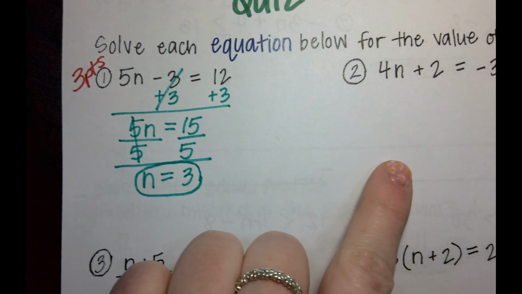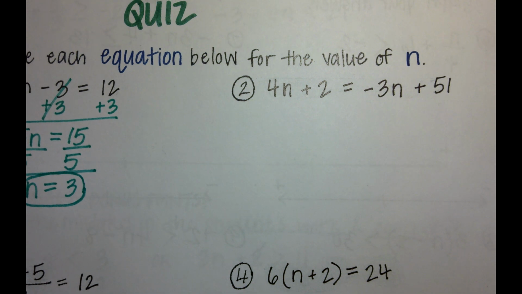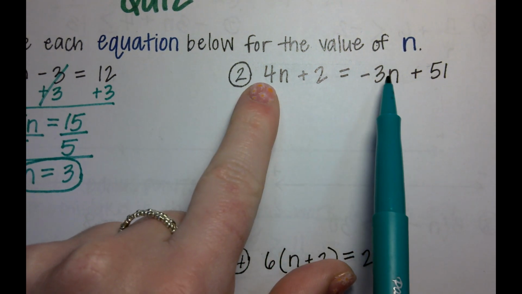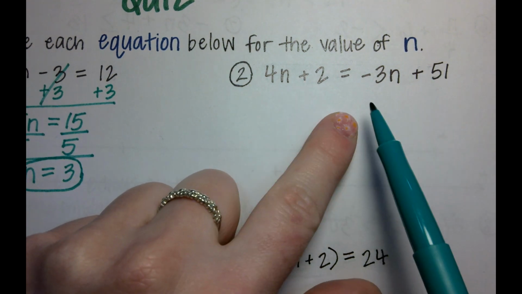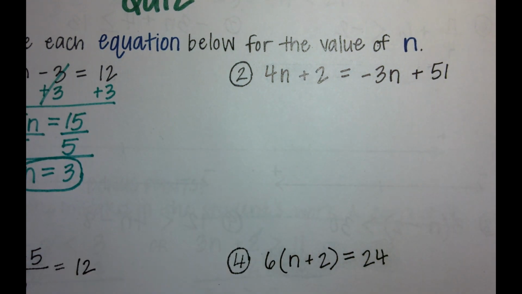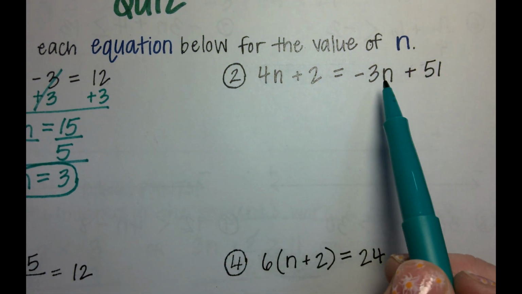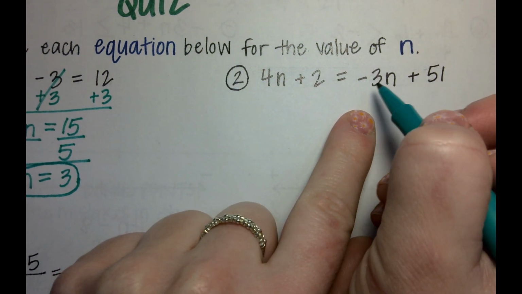Okay, let's look at number 2. This one's trickier. We have variables on both sides of our equation. So there's a couple different ways we could start this one. We could start by combining our variables, or we could start by combining our terms that don't have variables, our 2 and our 51. What would you guys like to do first? What are we thinking? Sure, let's combine our variables. So I have 4n, and on the other side of my equation I have negative 3n. Add negative 3n. Yes, let's add here. We're going to add 3n.